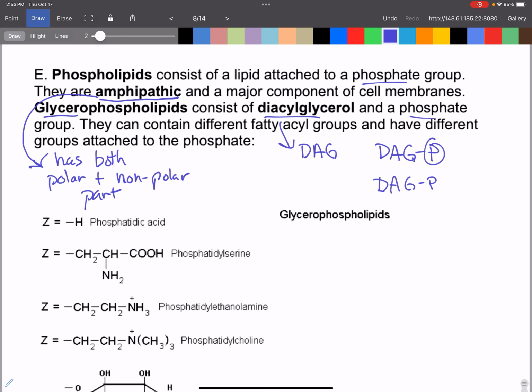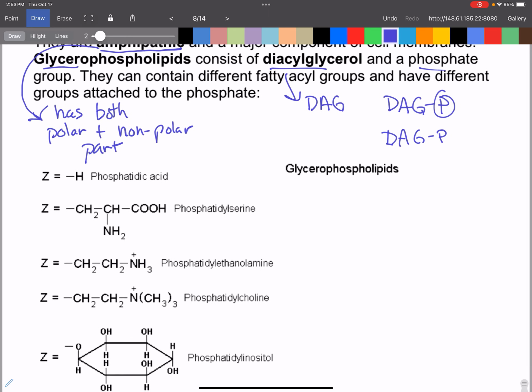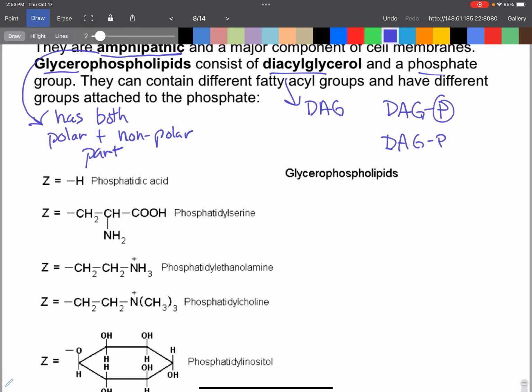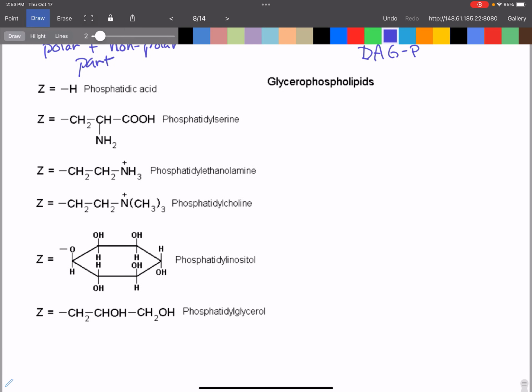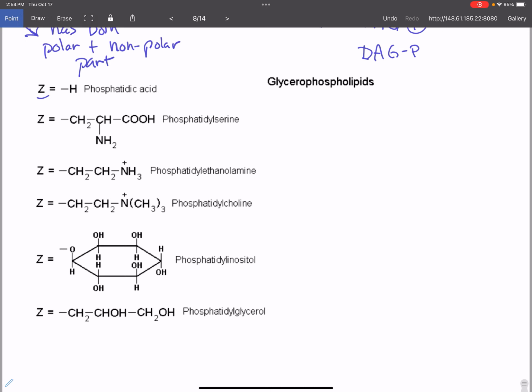What do these look like? How are these put together? In addition to just that backbone diacylglycerol phosphate, that phosphate can have various groups attached to it, shown here. These are what we call Z groups. They're these accessory groups that go on there. I don't need you to memorize these structures, although we're getting familiar with some of these, like serine, the amino acid. But what I want you to recognize is these all have very different properties.